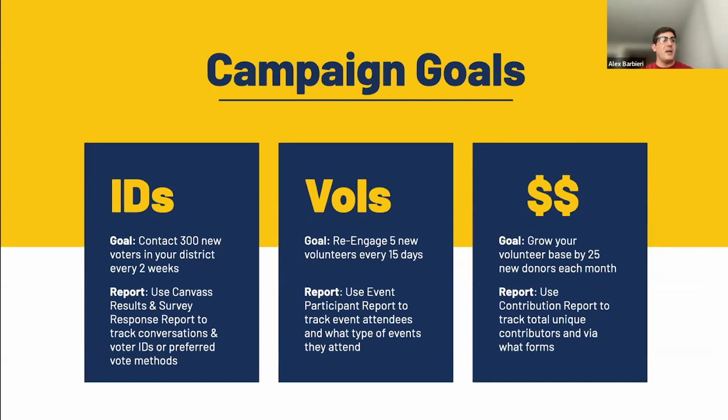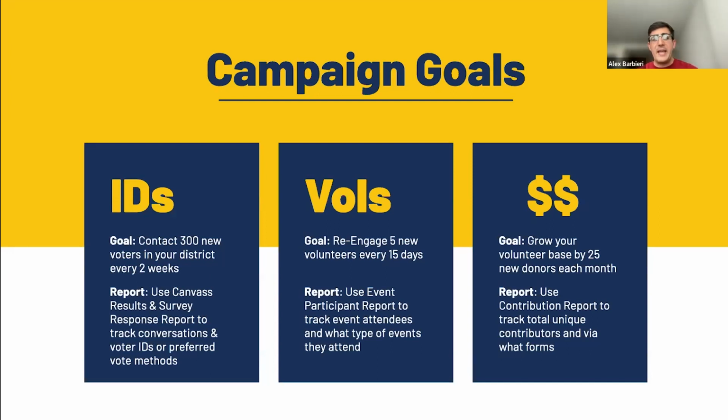So if we go to the next slide, let's have three hypothetical campaign goals. The first one being to contact 300 new voters in your district every two weeks. Within NGP VAN, you can use the Canvass Results and Survey Response report to track conversations and voter IDs, or vote methods. So you can use existing reports within NGP VAN that look at canvass results and survey question responses to answer those questions, to say, am I getting close to contacting the 300 voters that I set myself a goal of contacting every two weeks?